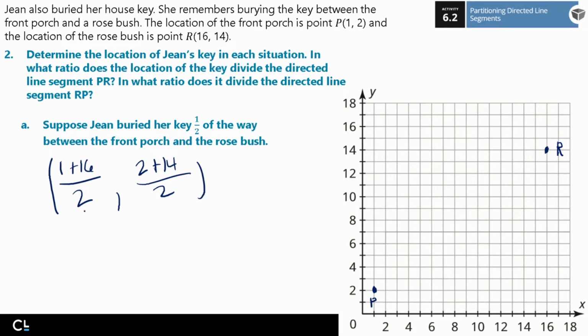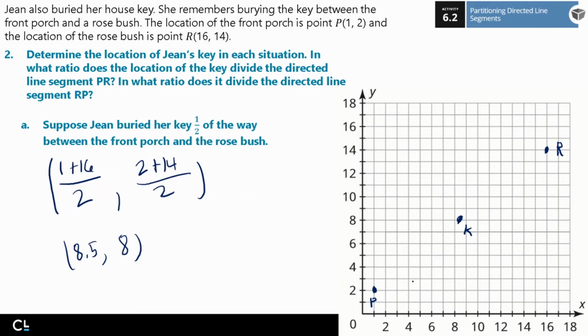And what will this give me? This is going to give me 17 over 2, comma, and 16 up top divided by 2 is 8. So this is where we have to go. We have to go to 17 over 2, which, if we write it as a decimal, will probably be easier for our brains to understand. That's really like 8.5. We're going to go to 8.5 on our x, and then we're going to go up to 8, and that's going to be halfway. So this is where our key is. I'm going to put a K next to that.